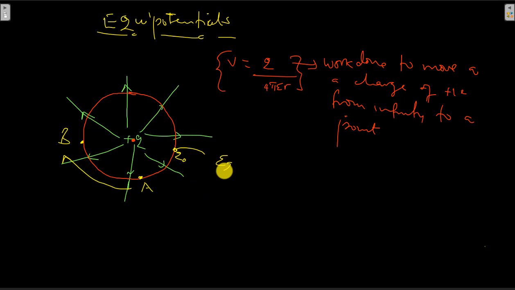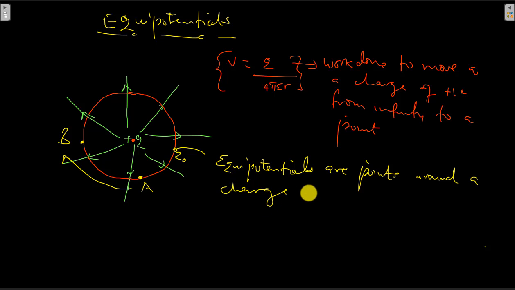So that's very important. Equipotentials are points around the charge with the same potential. So the potential at A, the potential at B, and if I add another point here, perhaps C, they will all be at the same potential. So there is no work done in moving a charge around this.